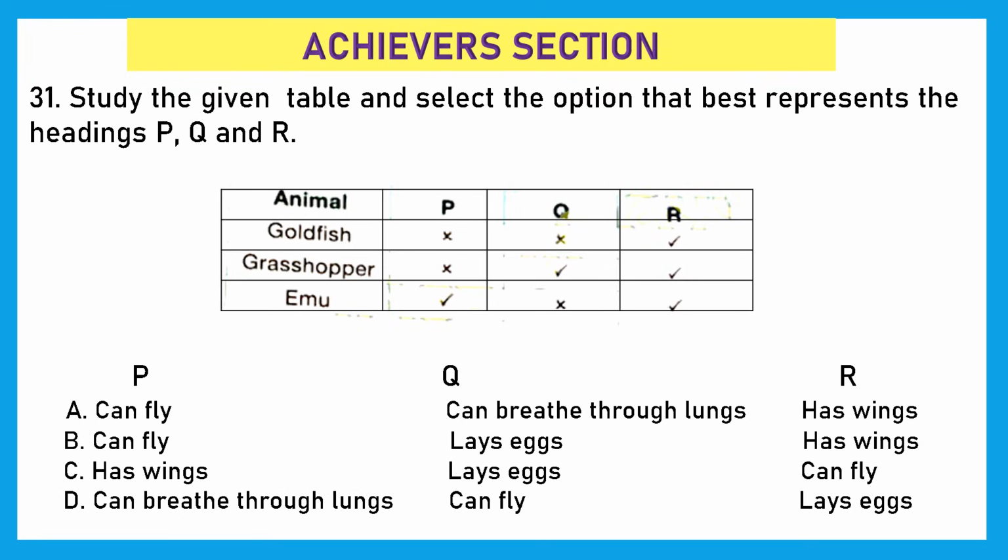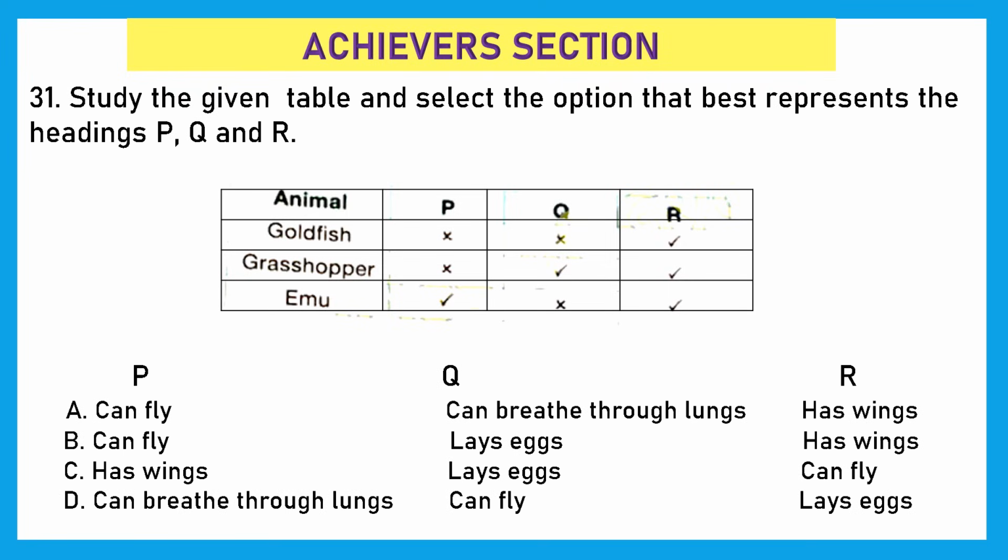Whereas it is put as cross. So option A cannot be the right answer. It's ruled out. Same for option B, because again here in P it is written can fly, which is not okay for grasshopper because grasshoppers can fly. So it is also crossed.